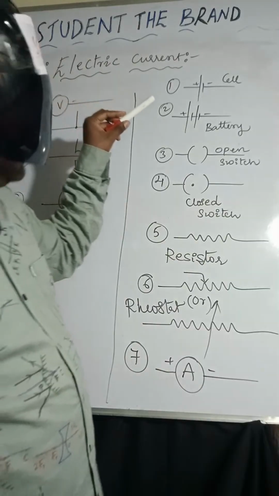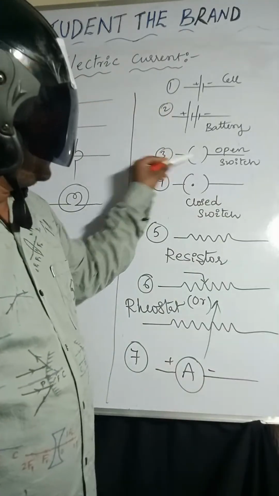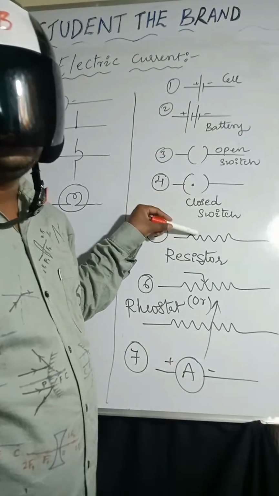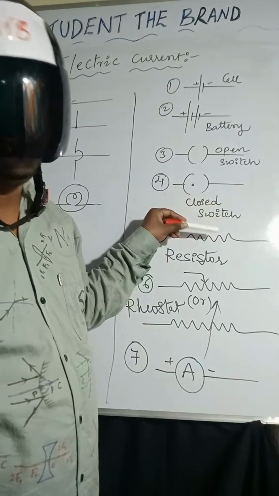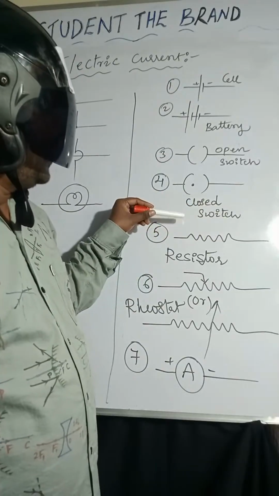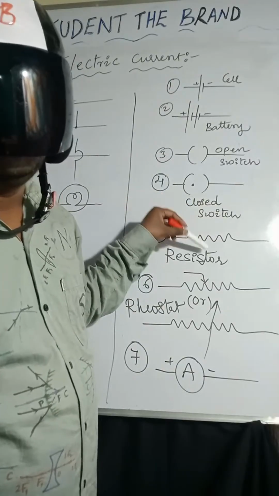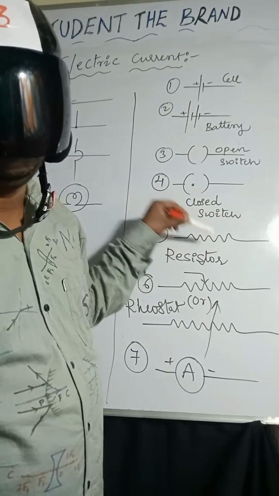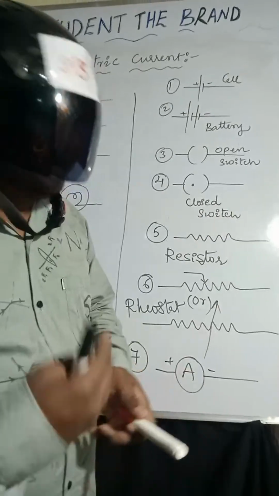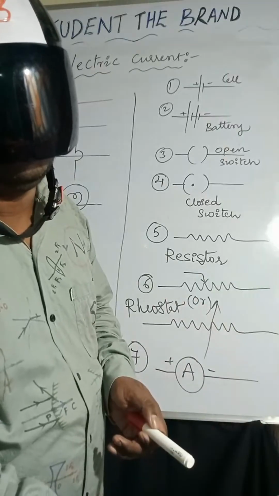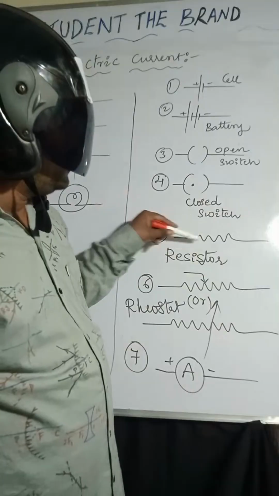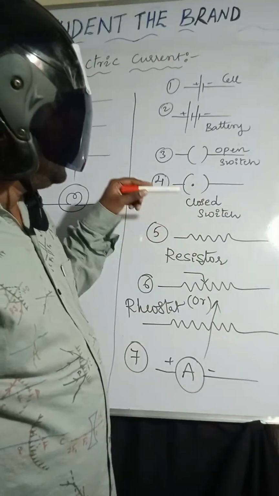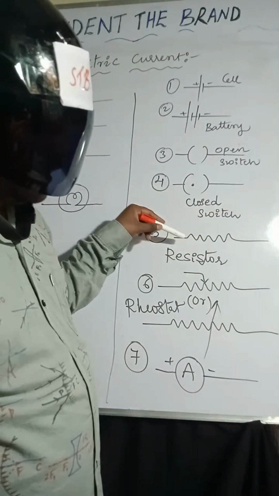Here you can observe the open switch and closed switch. A resistor is a device which is used to oppose the electric current in the circuit. Resistance is the phenomenon of opposing the electric current in the circuit.